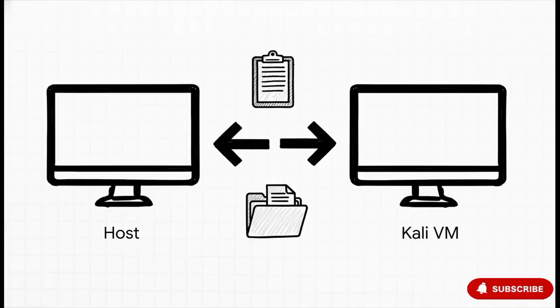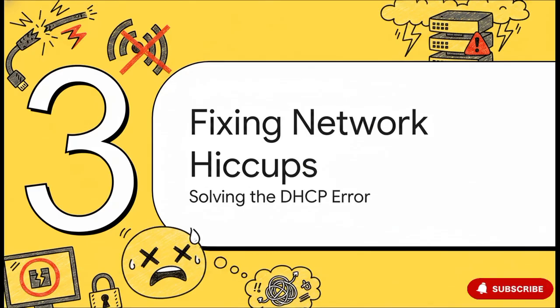And here is another pro tip that is an absolute lifesaver. Once Kali is all installed, shut it down and go back into its settings. Find Shared Clipboard and drag and drop and set both of them to bi-directional. This lets you copy-paste text and drag files seamlessly between your main computer and your Kali lab. You'll thank me later.